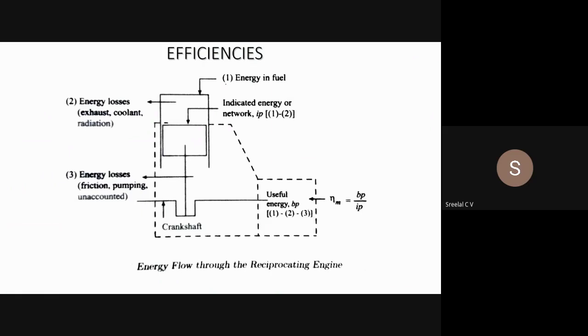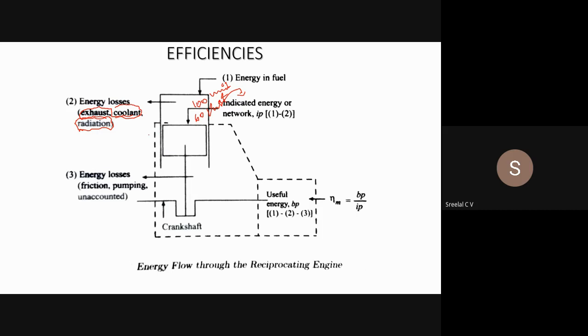So here what happens is the energy in the fuel, for example, it is 100 units. This particular energy due to the combustion of fuel will be obtained as 100 units. Then from this 100 units, just for understanding, 60 units is converted into the indicated power. The rest will be lost in the form of exhaust, coolant and radiation. We will be having a discussion over these three things.